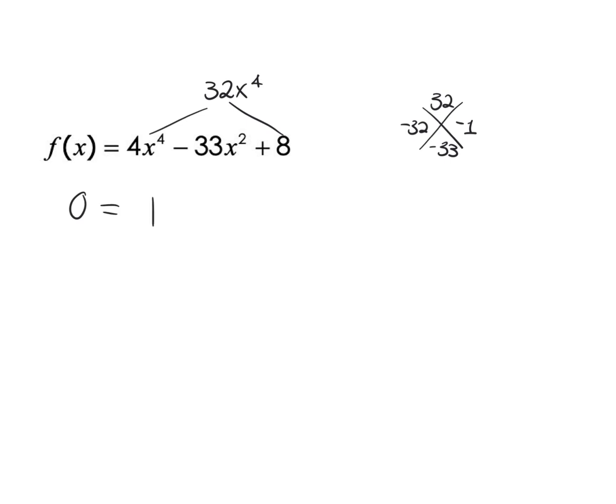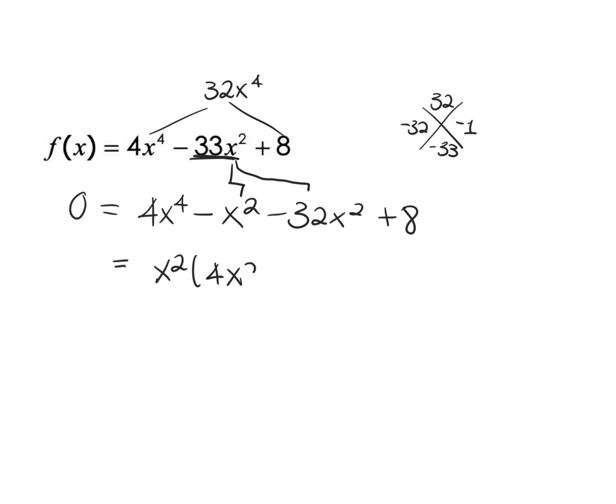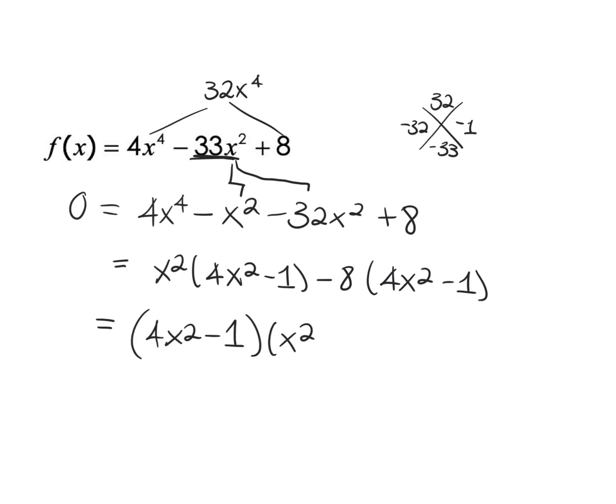So we have 0 equals 4x to the fourth minus x squared minus 32x squared, which is just the -33x squared, and then we have plus 8. So then we're going to factor out an x squared here, and we'll have 4x squared minus 1. And then we're going to factor out an 8, and we'll have 4x squared minus 1 again. So we'll have 4x squared minus 1 times x squared minus 8.